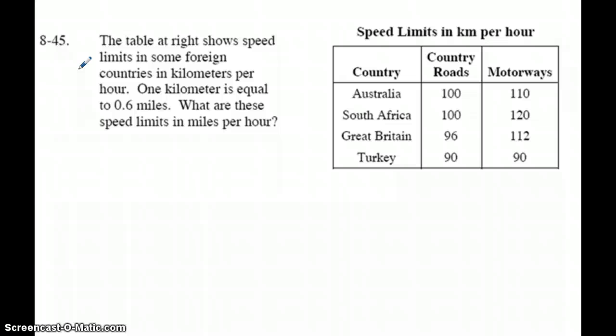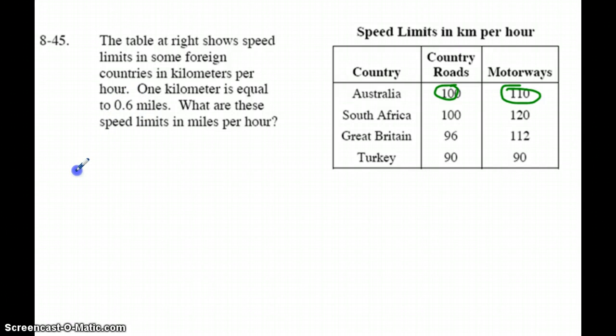1 kilometer, though, is equal to 0.6 miles. Okay, so a kilometer is 60% of a mile. What are these speed limits in miles per hour? All right, well, 60%, so 0.6, and we're talking about, over here, hundreds and 110. Not that it matters a whole lot, but what they call motorways would be like what we call freeways. And so basically what you have to do is multiply each one of these speeds by 60%.